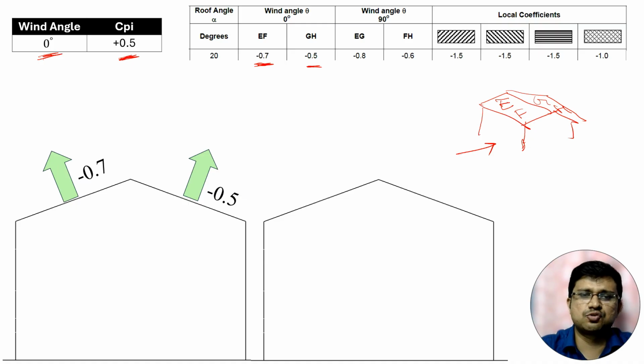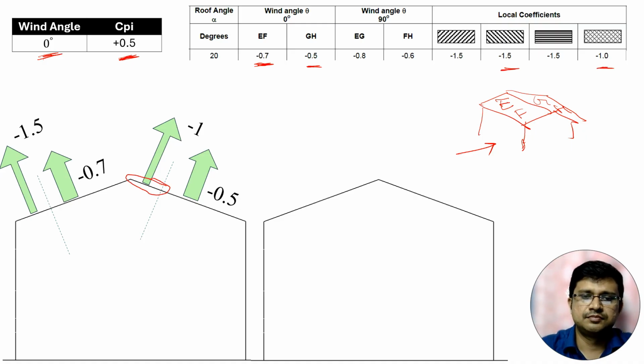Now the internal pressure coefficient is plus 0.5, and this is the local coefficient, here minus 1.5 and here minus 1. So in this zone of 4 meter, and in this zone of 4 meter, in projection it will be 3.75. It will be 3.75, the lesser value of H and 0.15 W. The lesser value is 3.75, and here it is 4 meter. So in this zone we have to consider local coefficient, here minus 1.5, here minus 1.